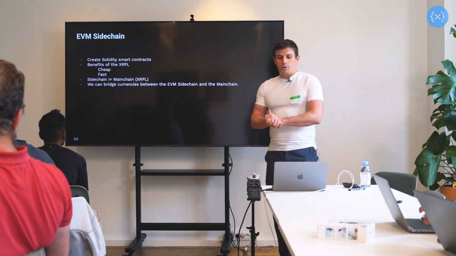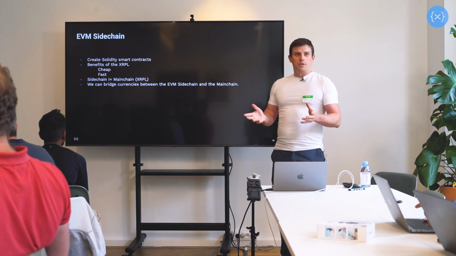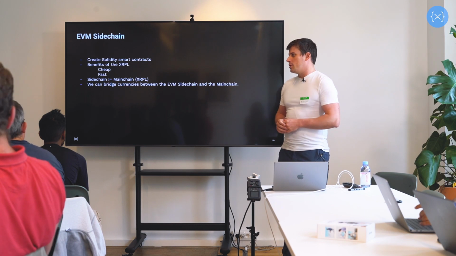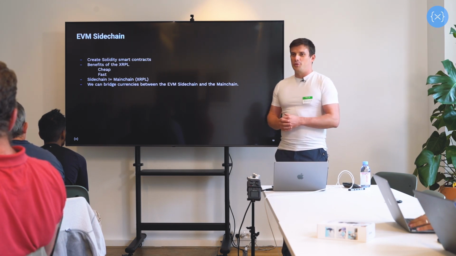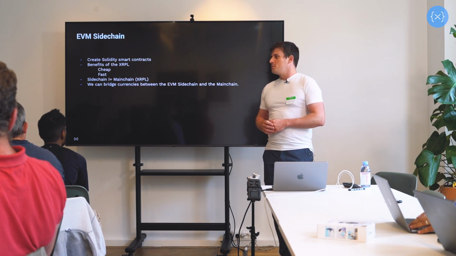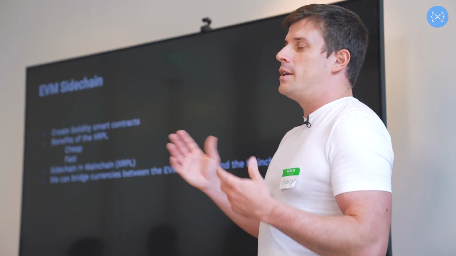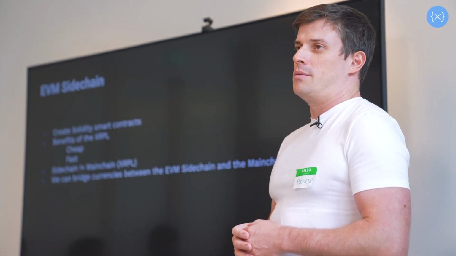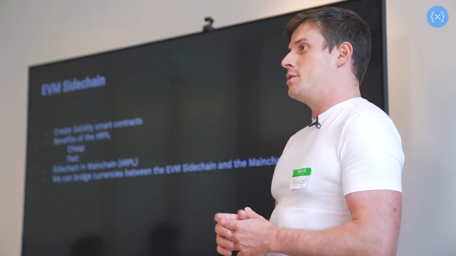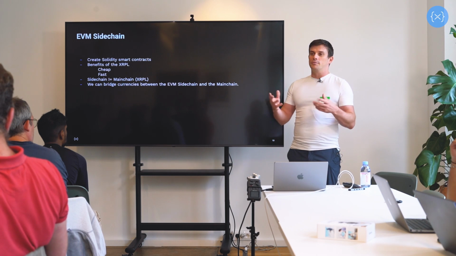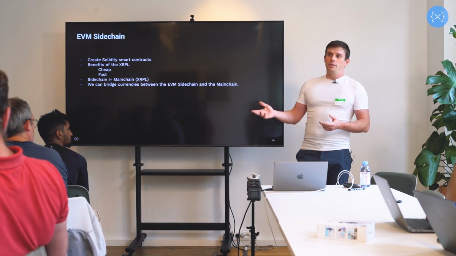So the EVM sidechain allows us to create smart contracts using Solidity. And I think many of you are already familiar with the Ethereum world and Solidity, right? And most of you are probably better than me at Solidity development. But what I've seen during my tests on the EVM sidechain is that it allows you to use XRP as the native currency on the sidechain. So instead of ETH, you would have XRP.